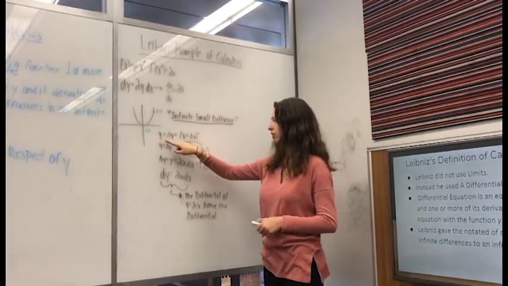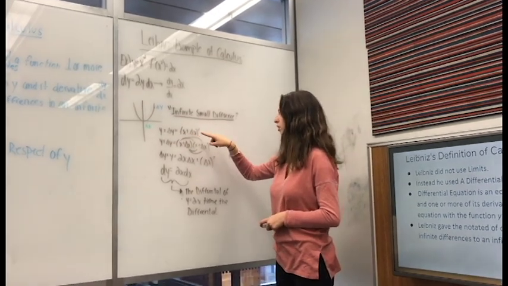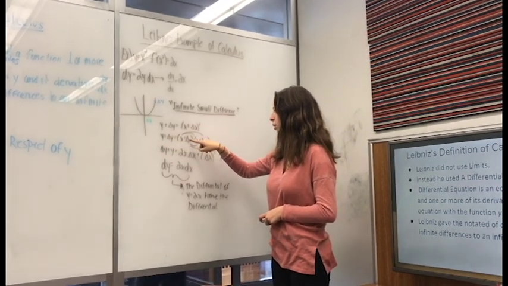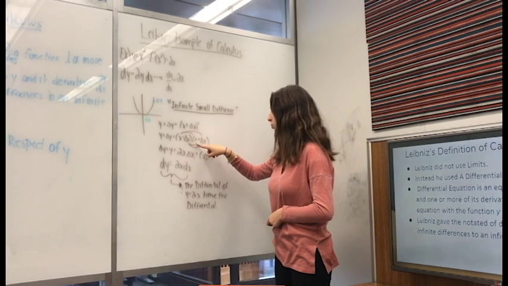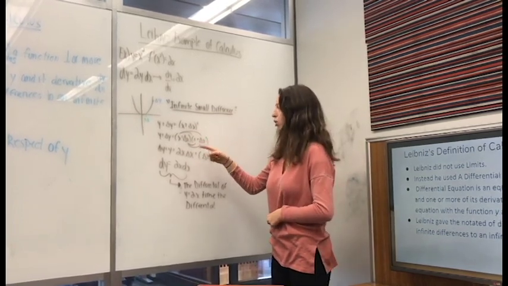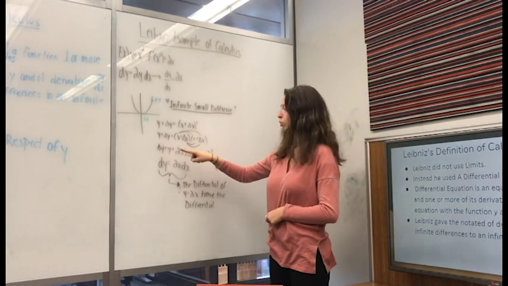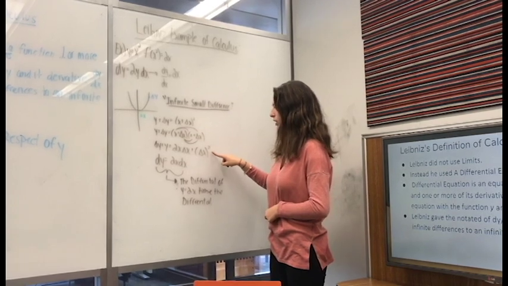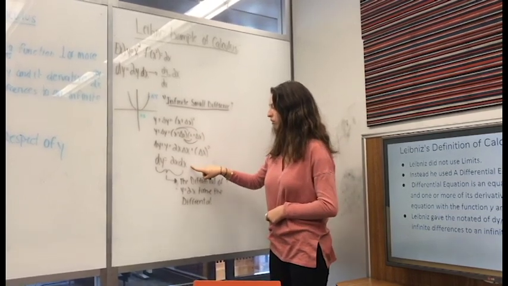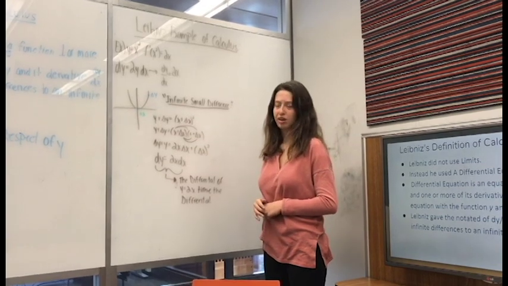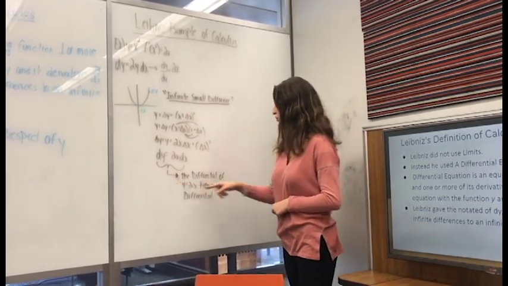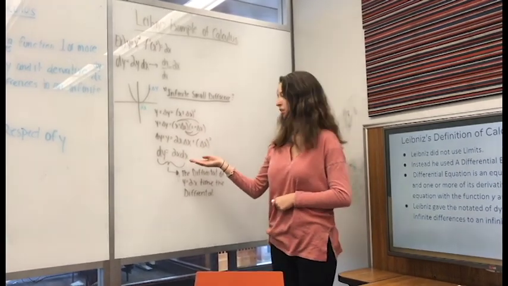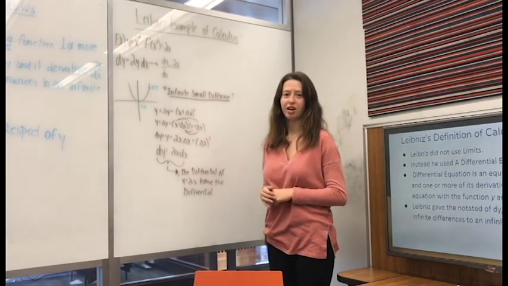So we have y plus delta y equals x plus delta x squared. Now we have y plus delta y equals x plus delta x times x plus delta x, and we have to FOIL. The third step is delta y plus y equals 2x delta x plus delta x squared. And the final solution is dy equals 2x dx. So the differential of y equals 2x times the differential of x. So that is the solution, and that is dy equals 2x dx.